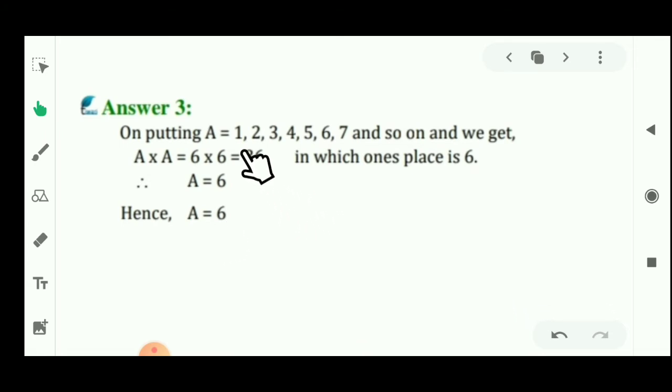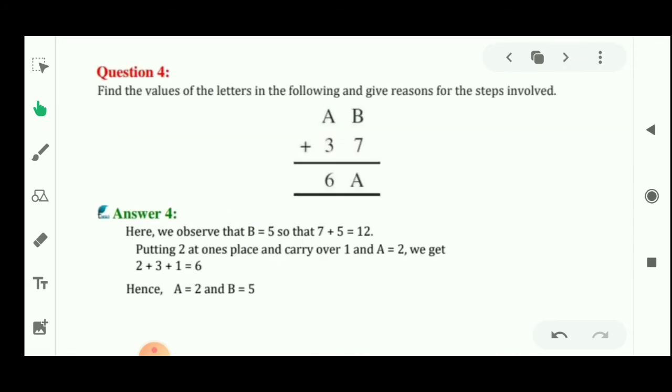But we can't put here 1, 2, 3, 4, 5 and 7, so the ones place value will be 6. That means A is equal to 6 is the answer of this question. Let's see the next question.